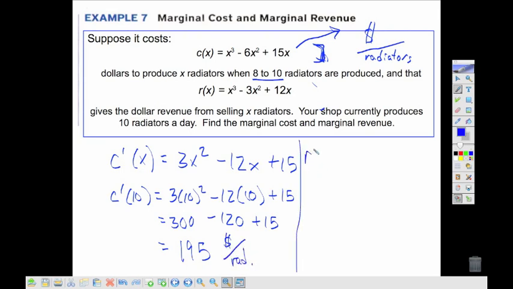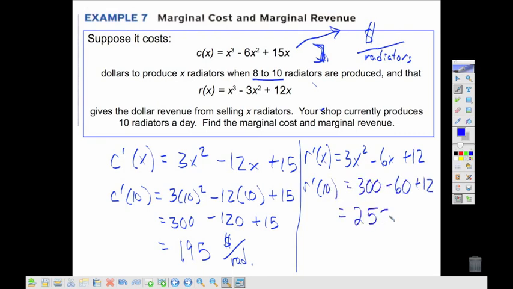Marginal revenue will be the same sort of thing. We take the derivative of the revenue function. We have 3x squared minus 6x plus 12. And we want to find that at 10 radiators a day, which is going to give us 252. And again, our units will be dollars per radiator.